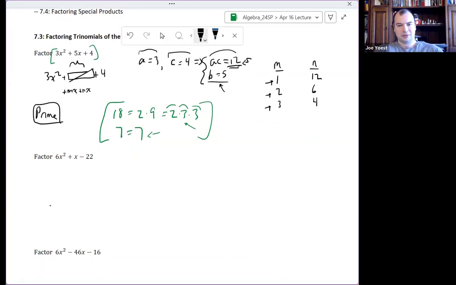Okay, but this next problem, 6x squared plus x minus 22. Again, a is 6.